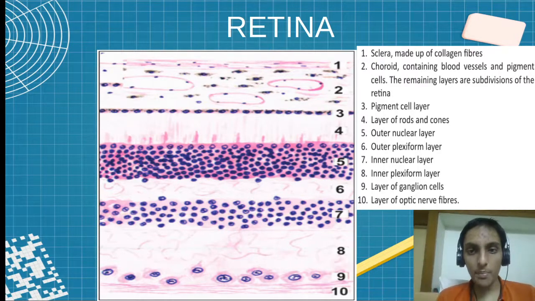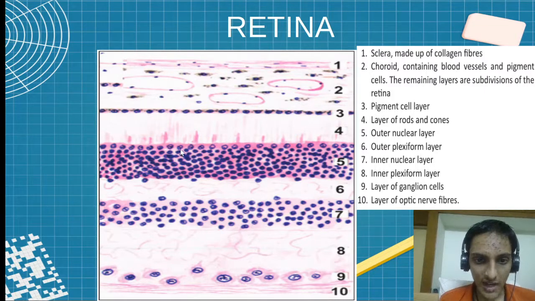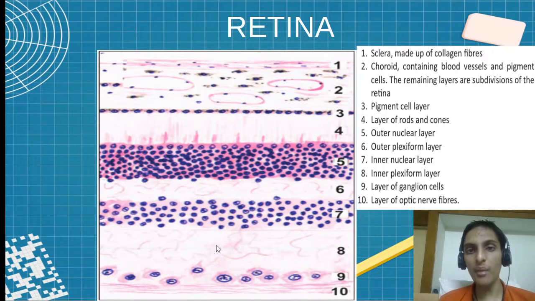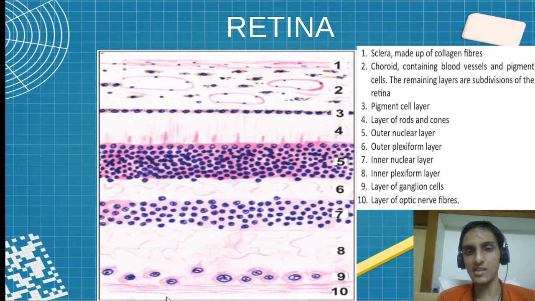But to sum up, please remember these 10 important layers. I will repeat once again. So these 10 important layers: the sclera, number 1 layer, then choroid with the blood vessels, then the pigment cell layer, then the retina proper with the rods and cones, then fifth and seventh, the nuclear layers, outer and this is inner nuclear layer, sixth and eighth, the plexiform layers. This is outer and inner plexiform layer. Okay, and this is ganglion cell layer and the optic nerve fiber layer. This is the histology of retina.